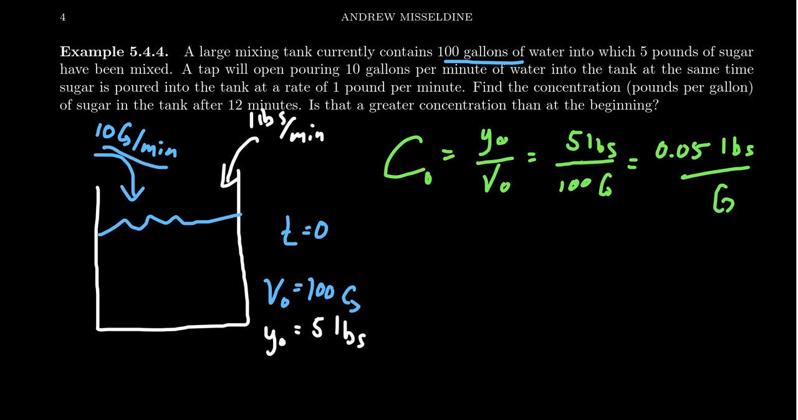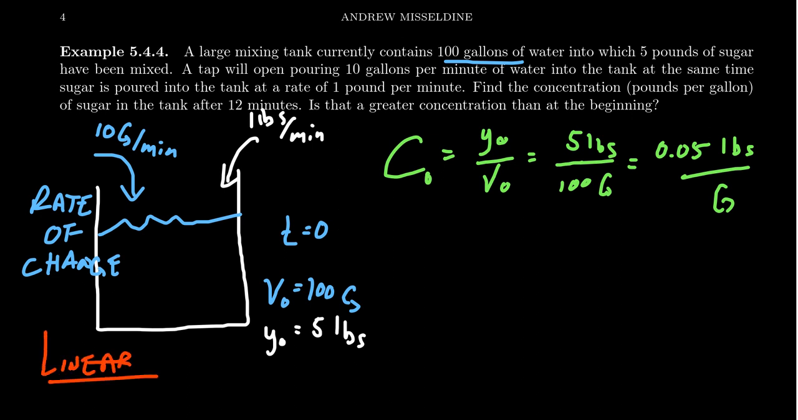Now, since we're adding 10 gallons per minute, this describes to me a rate of change. In fact, we have this constant rate of change, which indicates we have a linear function for volume. So our volume is going to look like mt plus some initial value b, where m is the slope, the rate of change, which is constant. We're increasing the volume by 10 gallons per minute, and we started off with 100 gallons. So our volume function will be given as 10t plus 100. The sugar will be very similar. We're increasing it by 1 pound per minute, so y equals t plus 5.